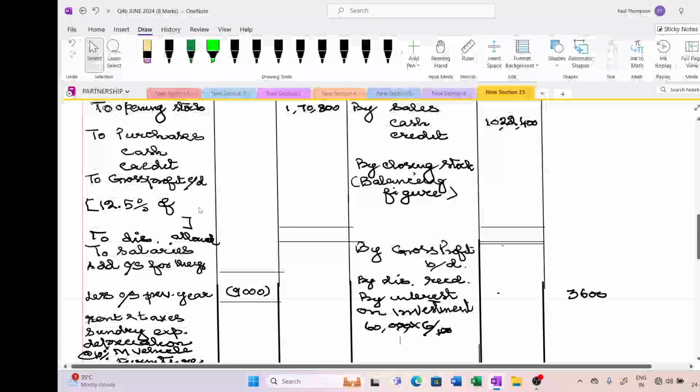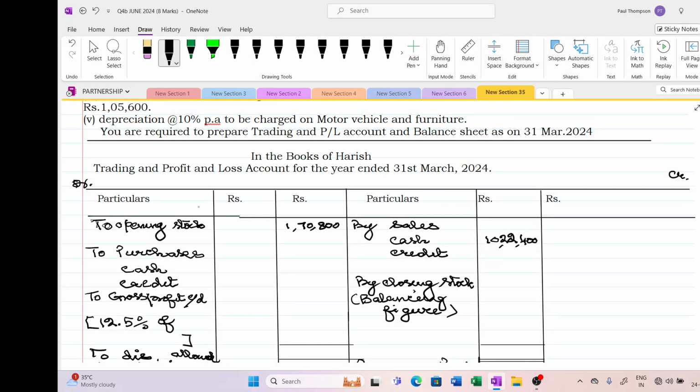Cash purchases will go to my trading account, 9 lakh 48,400.